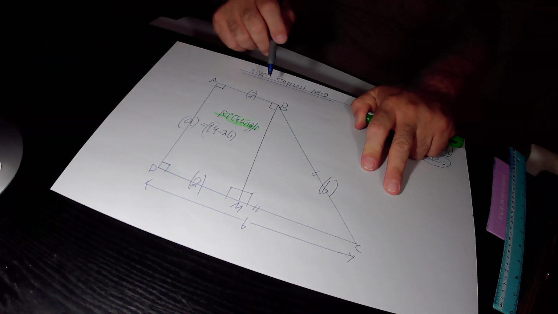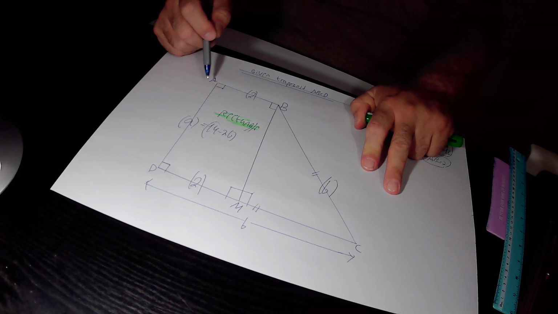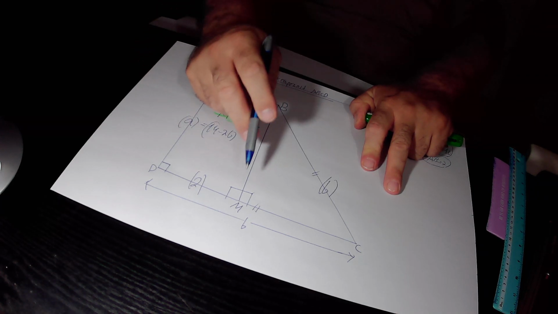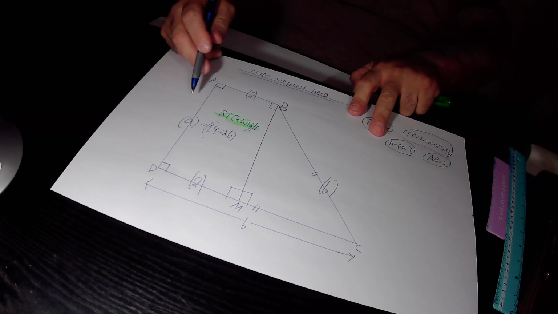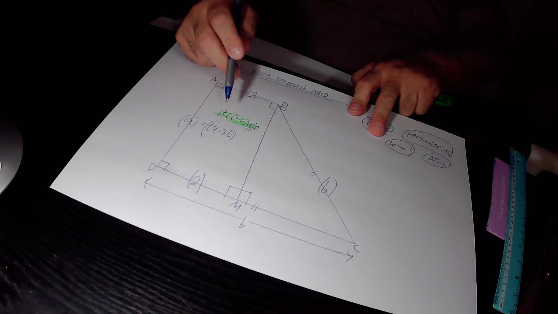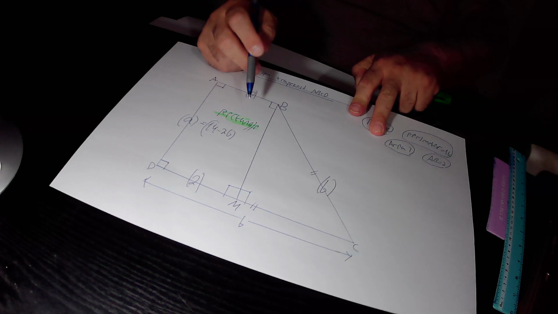Likewise, according to the same rule, in the same rectangle ABMD, side AD must be equal to the opposite side BM. But AD equals 14 minus 2B, therefore the opposite side BM must also be equal to 14 minus 2B.